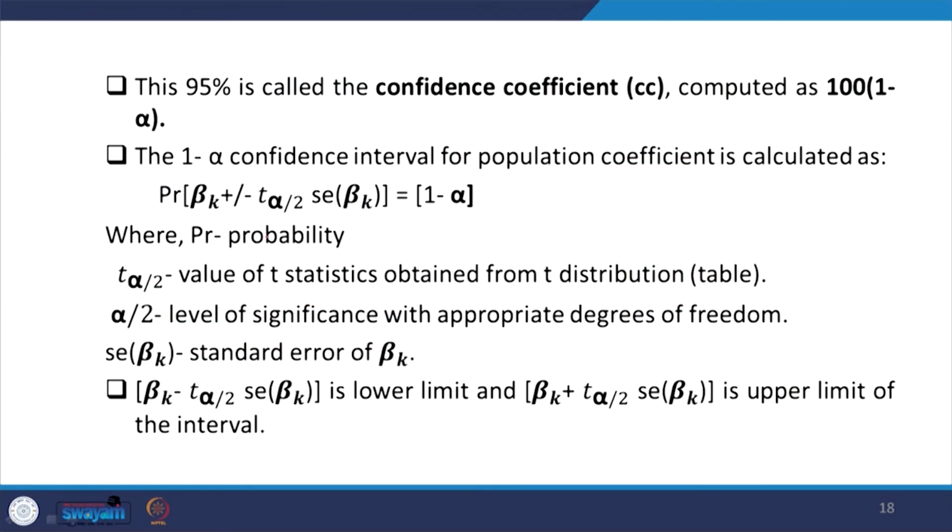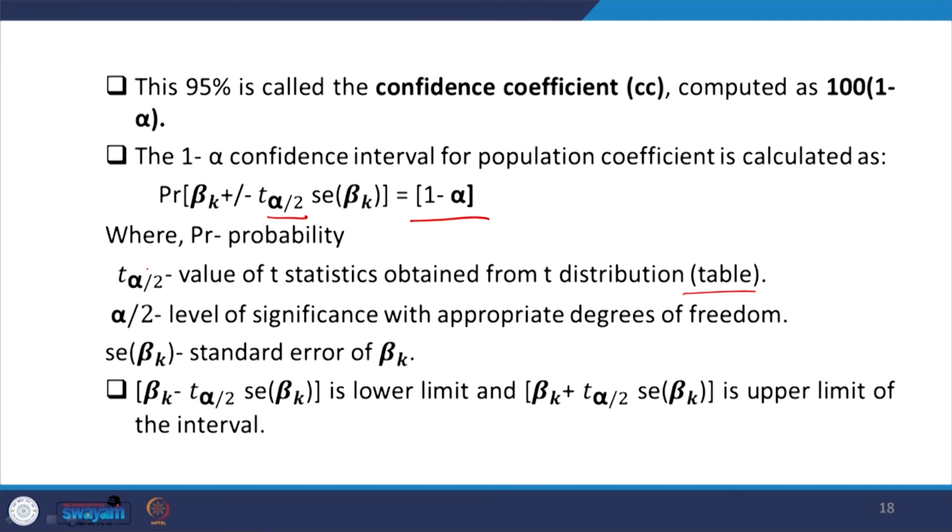then the interval is defined as beta k plus or minus t alpha by 2 times its standard error. We know that at the 5% level, or even the 10% level, if it is the 5% level, then the t value we need to compare is at 0.025 instead of 0.05. So, we need to divide into two tails, and this, with the standard error and the probability limit, defines our confidence interval, that is 1 minus alpha. So, t alpha by 2 is nothing but the t statistic obtained from the t distribution table.